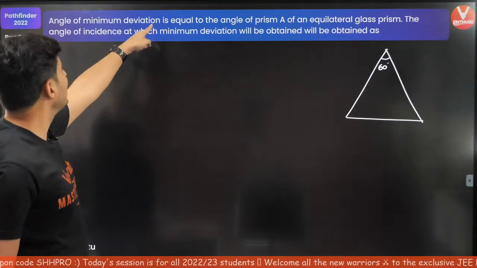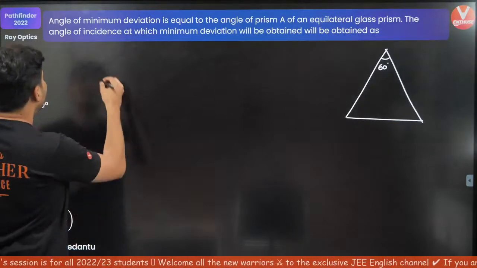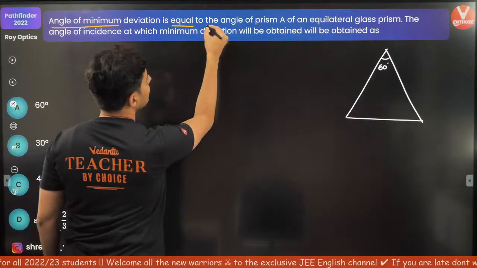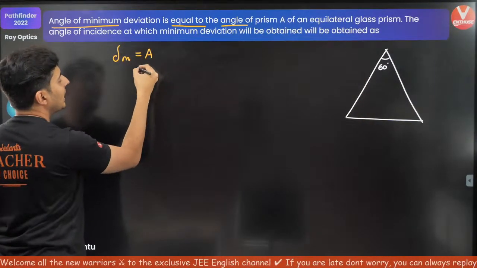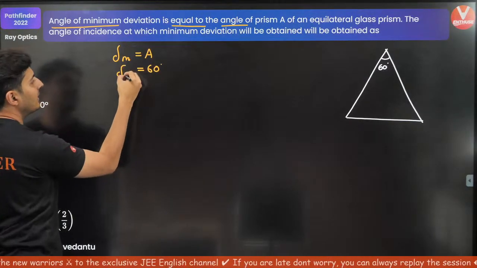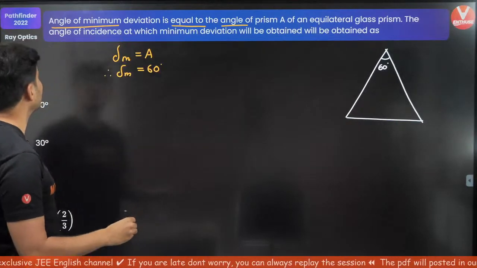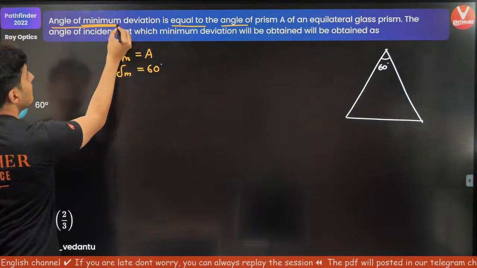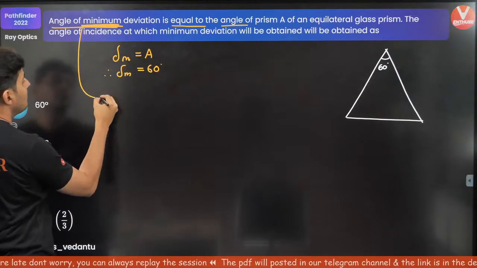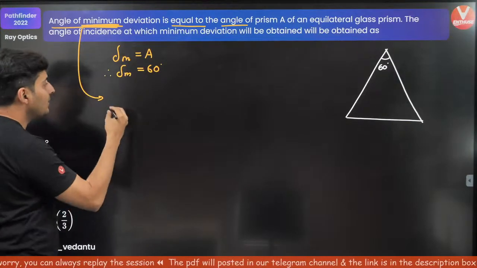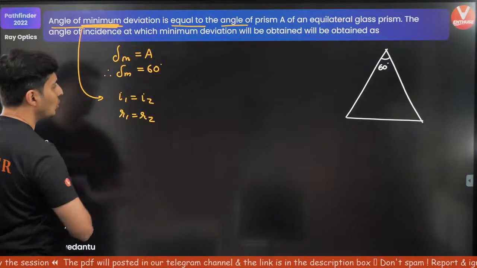Okay, but the angle of minimum deviation is equal to the angle of prism. By this statement, it just says that delta is equal to A, which is nothing but equal to 60 degrees. That's all. That's the first piece of information. Next piece of information. Since the word minimum is used, what does that imply? It means I1 is equal to I2, R1 is equal to R2.